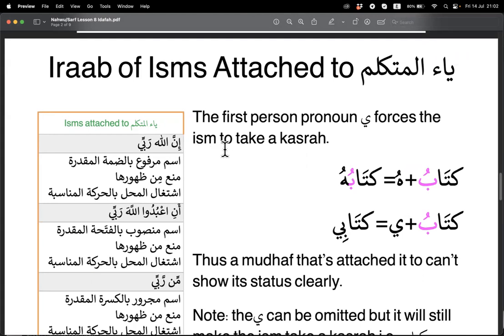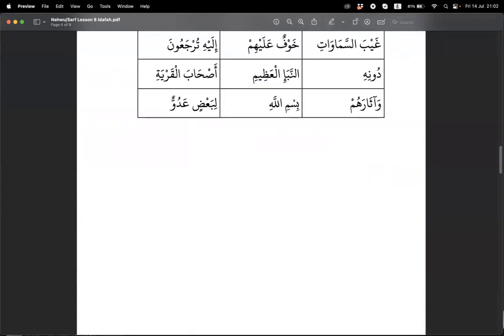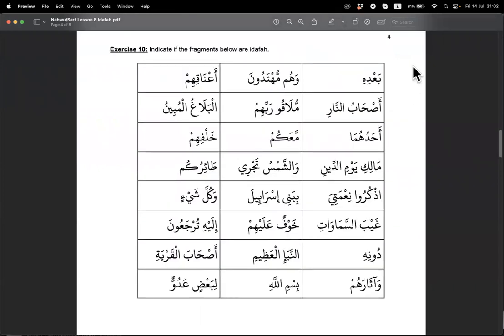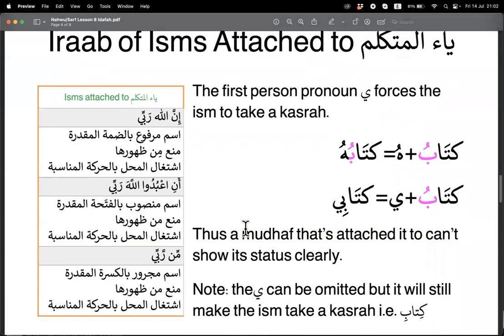Okay. So here, when we have an ism attached to a ya mutakallim. Ya mutakallim just means ya of the first person, meaning the ana. The jar version of ana is ya, right? So when we did the pronouns here, we had he, him, huma. Then we have kum somewhere here, ta'irukum. But you don't have ya here, because there's a reason. The ya forces the ism before it to take a kasrah.